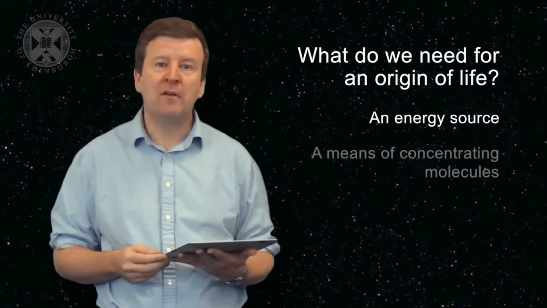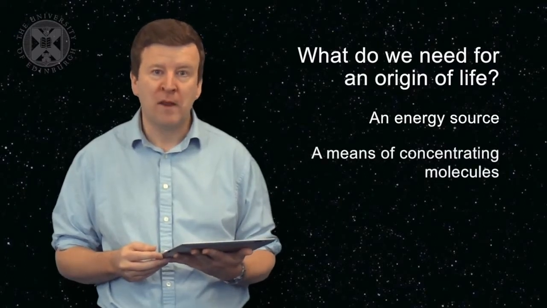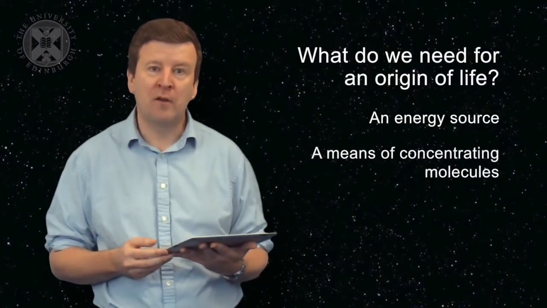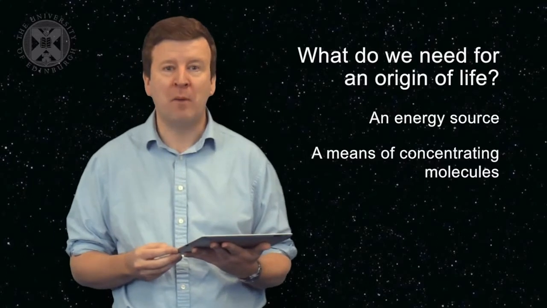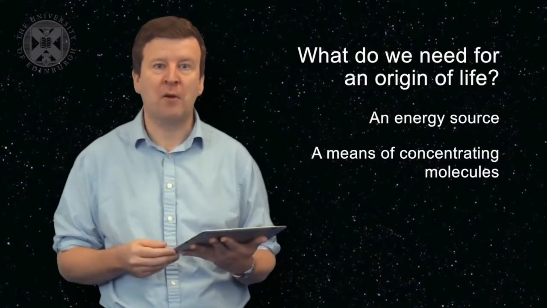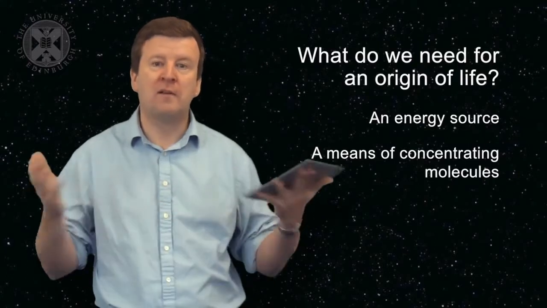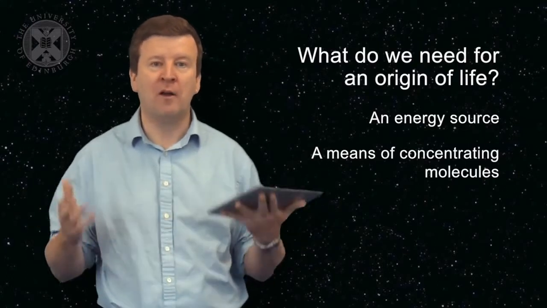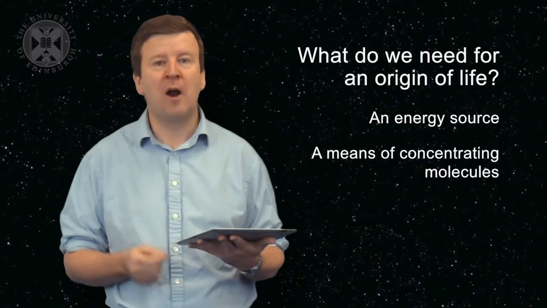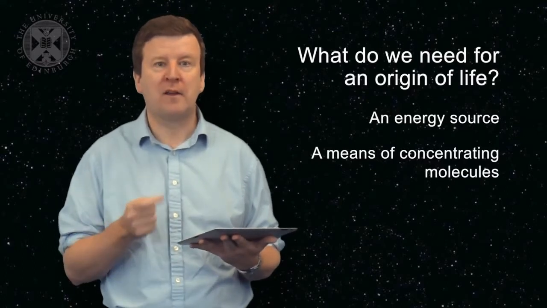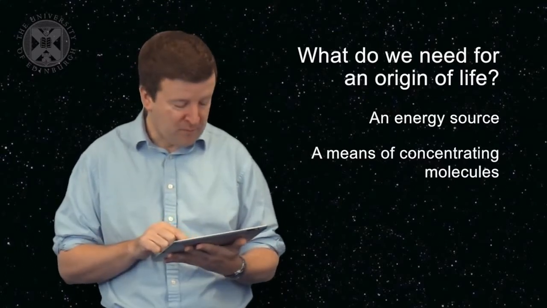We also need a means of concentrating molecules. In the absence of membranes, those early molecules that we need to assemble early membranes and other chemical reactions have to be able to be concentrated, otherwise they'll just dissipate in the environment. They'll become diluted in the oceans. So we need environments where complex chemicals can begin to concentrate.